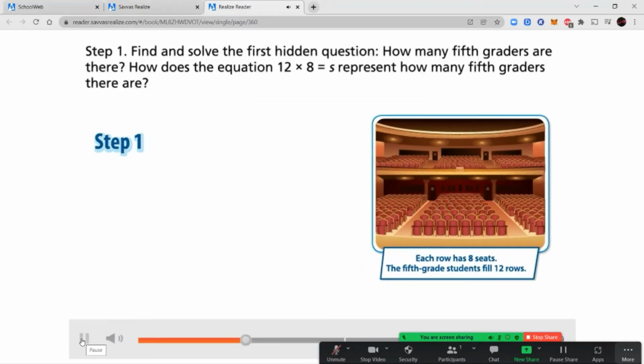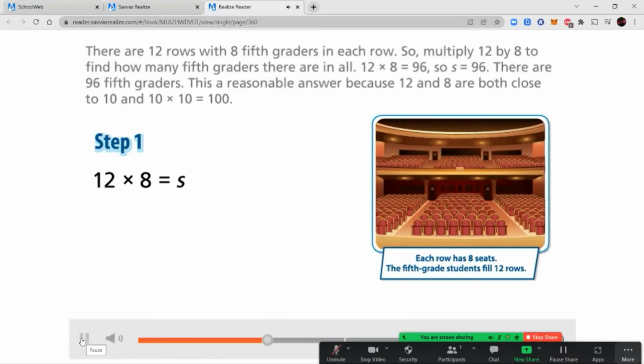Step 1. Find and solve the first hidden question. How many 5th graders are there? How does the equation 12 times 8 equals S represent how many 5th graders there are? There are 12 rows with 8 5th graders in each row. So multiply 12 by 8 to find how many 5th graders there are in all. 12 times 8 equals 96, so S equals 96. There are 96 5th graders. This is a reasonable answer because 12 and 8 are both close to 10, and 10 times 10 equals 100.